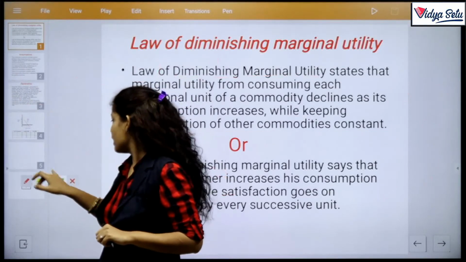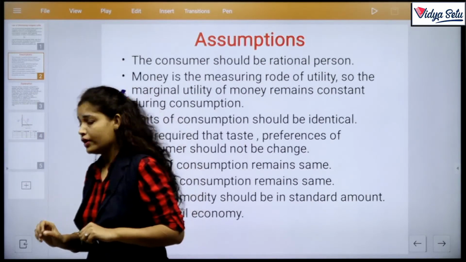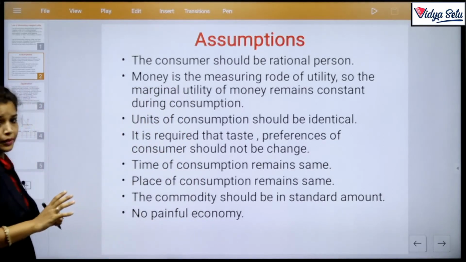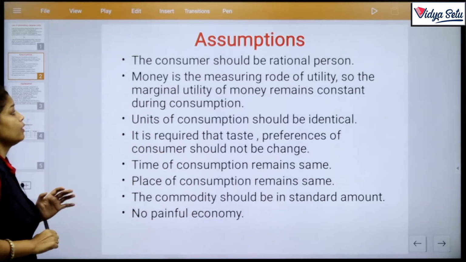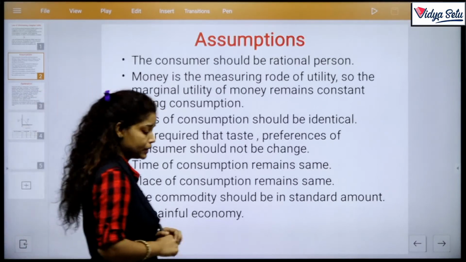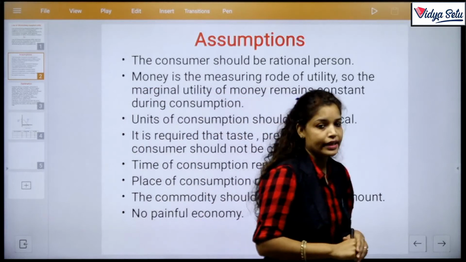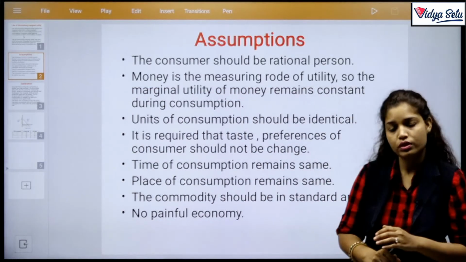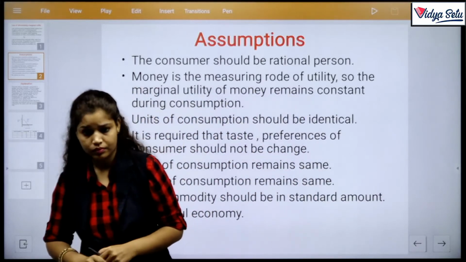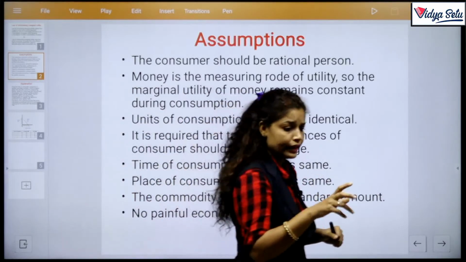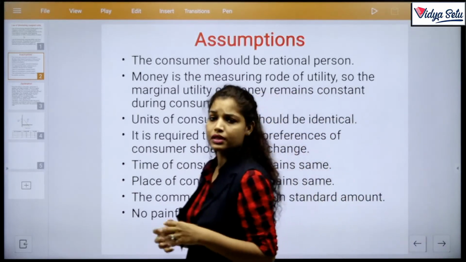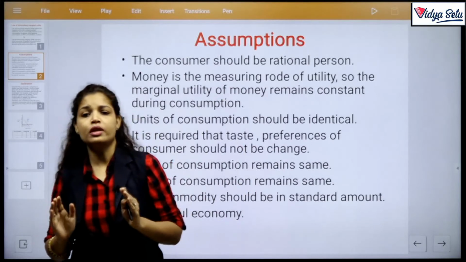The assumptions are very important. Clear? So ध्यान से पढ़िएगा, listen carefully. The consumer should be a rational person. What does it mean? Rational person means he knows about his good or bad. Clear? उसको पता है कि मेरे लिए क्या अच्छा है क्या नहीं है, क्या मुझे कम पैसे में ज्यादा मिल सकता है. That is a rational person.